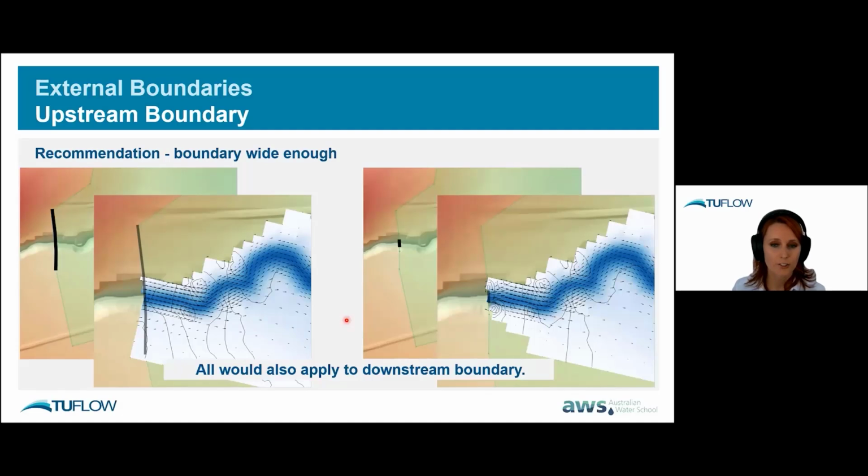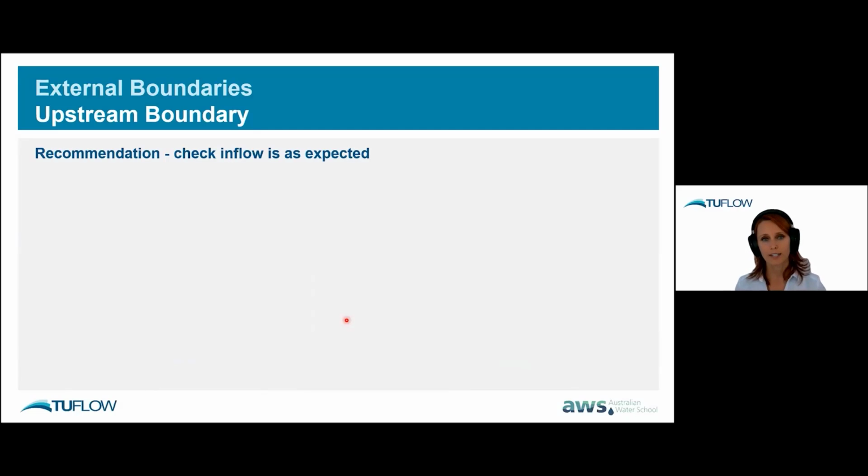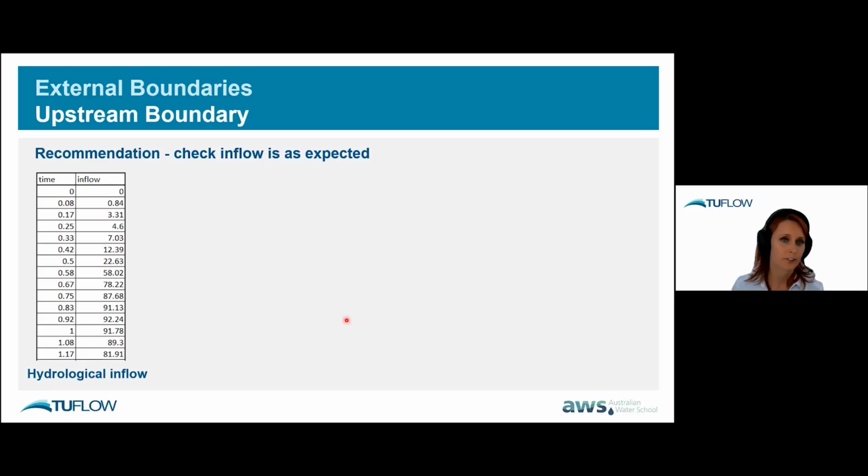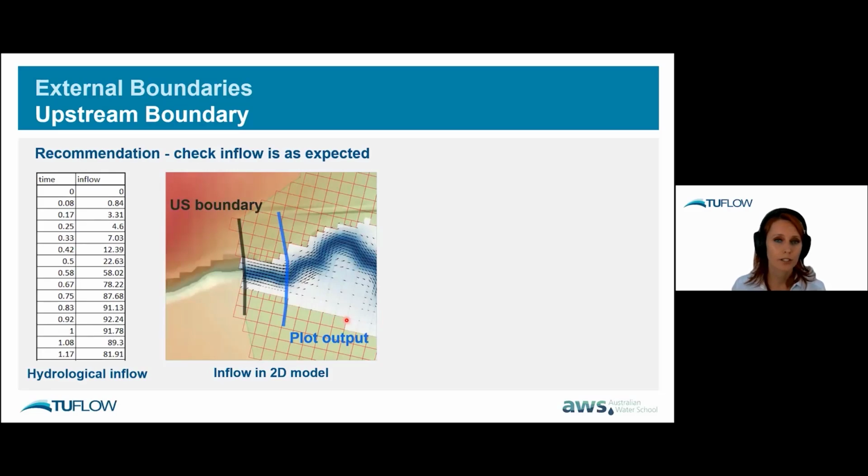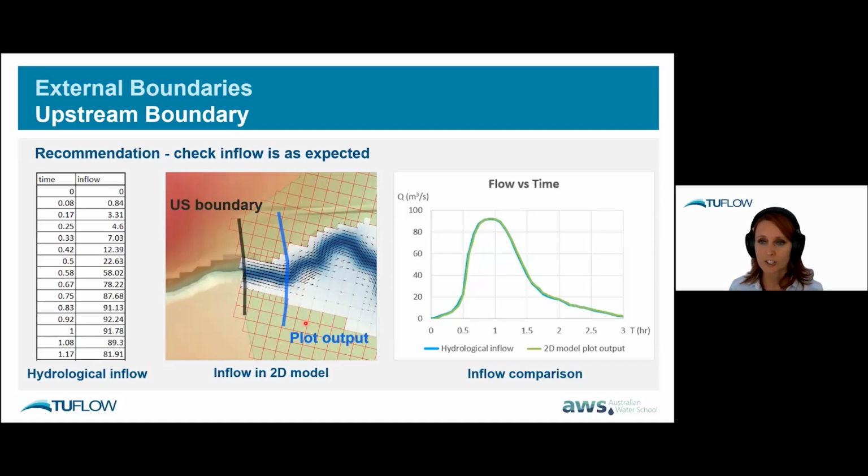All these recommendations would also apply to downstream boundary. One more important thing about upstream boundary is to check that inflow is as expected. You would get a hydrograph from some hydrological model, then put it into your 2D model as upstream boundary, digitize a plot output, a couple of cells away from the boundary, and check the hydrographs if it's matching. It's nicely matching on this plot, so we know that the boundary was applied correctly.